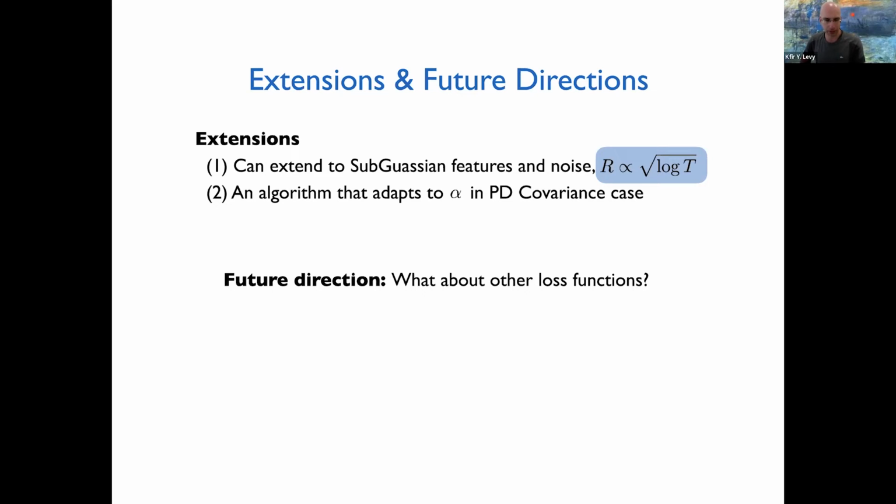For future directions, we're trying to see what about other loss functions, and whether we can also adapt to the other parameters of the problem, like the diameter of W and sigma, the variance of the noise. So I think this is a good place to take questions for this part. Okay.